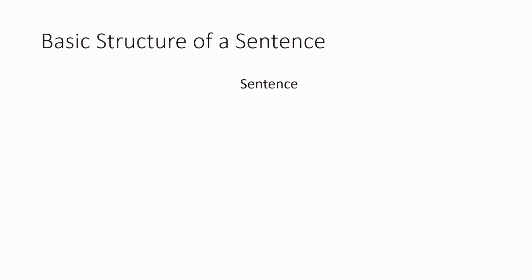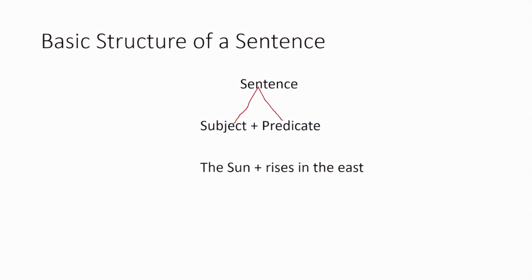A sentence has two parts. One is called subject and the second is a predicate. So we can say that a sentence is a combination of two parts: one is subject and the second one is predicate. Let's take an example. The sun rises in the east. In this sentence, the sun is being talked about. What does the sun do? It rises in the east. So the sun is a subject and rises in the east is a predicate.